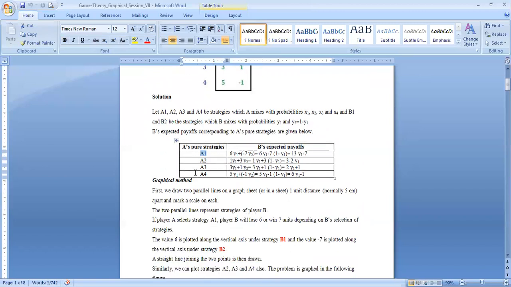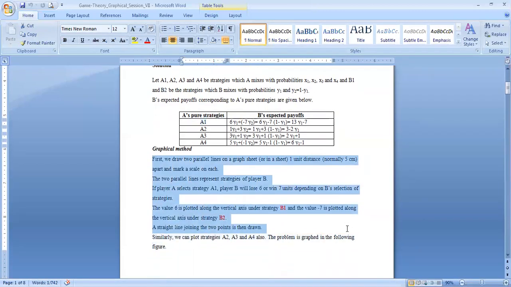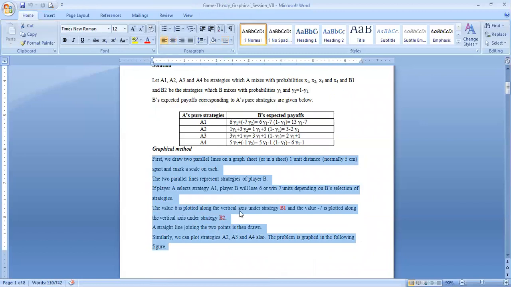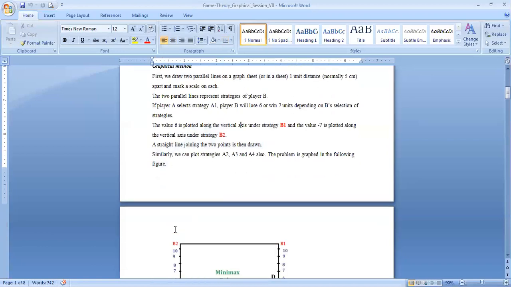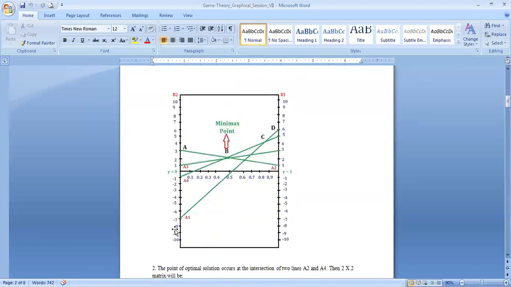Then the most important thing, that is the graphical method. Let us see how this graphical method is followed. Here I have written the steps for the graphical method. You just go through it once again. Whatever I have explained here, the same thing I have drawn in the graph. First, you have to draw two vertical lines that are 1 unit apart. 1 unit apart means normally you take a 5 centimeter distance between the two vertical lines.